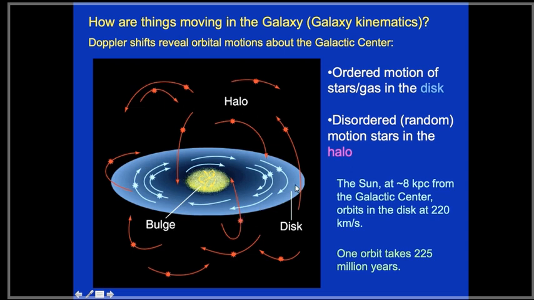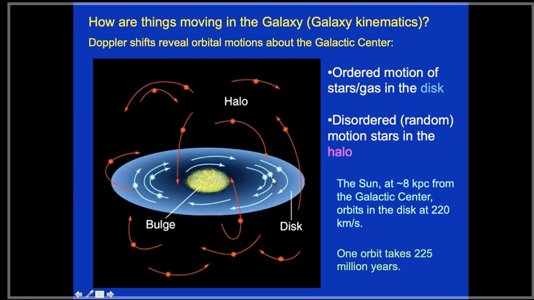Now, the sun is located, like we said, out here in the disk. It's about 8,000 parsecs from the galactic center, and it's moving around. See how things are moving here? It's moving around at a speed of 220 kilometers per second. So just think about that.